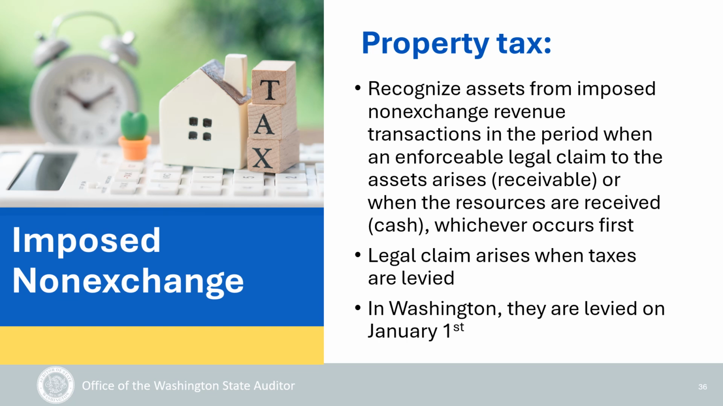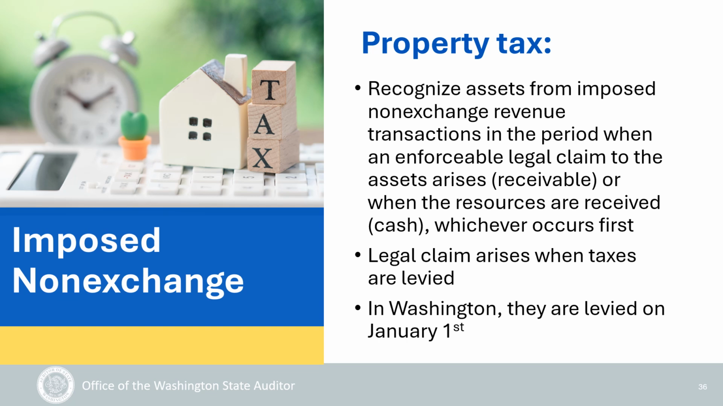In rare circumstances, governments will receive the cash before they have a legally enforceable claim. For property taxes, that would be prepaying the 2026 property taxes in 2025, which is before those 2026 taxes were levied. In this case, a government wouldn't report a receivable because they don't have that legally enforceable claim yet, but they do report the cash.